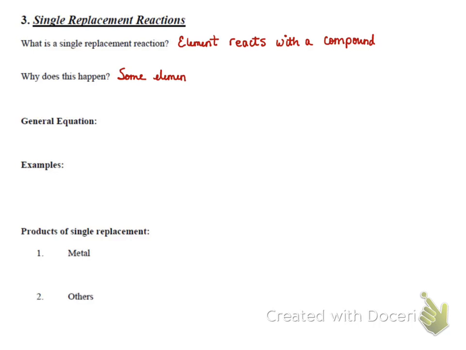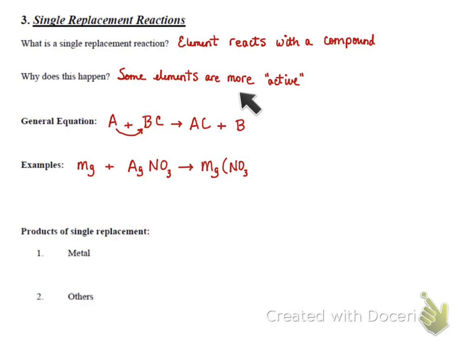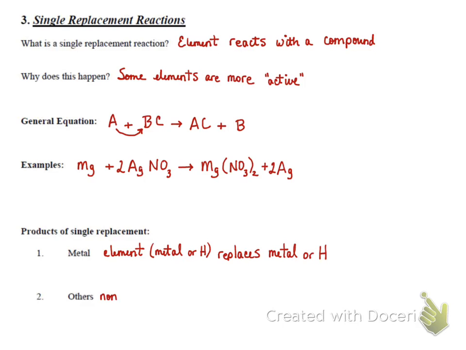The next reaction type is single replacement, and that's where a single element reacts with a compound. That's how we know it's single replacement, 1 element plus a compound. And it happens because some elements are more active, which means they want to bond more than other elements. The general equation is you start out with an element all by itself plus a compound, and the element, typically a metal, comes in and kicks out the other metal and makes a bond with C. So we've got AC, and then B, which has gotten kicked out, is now by itself.